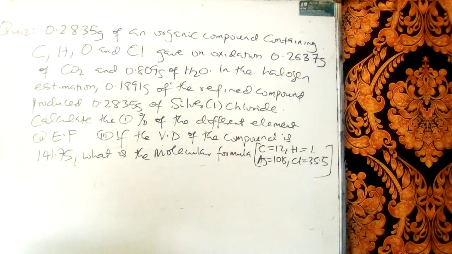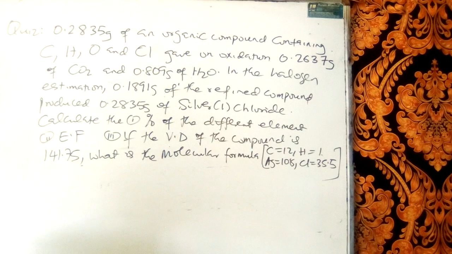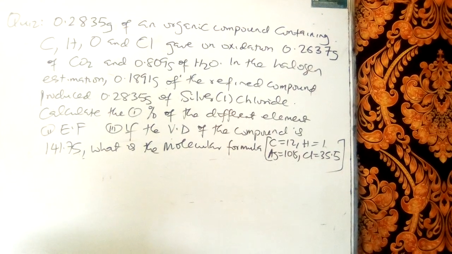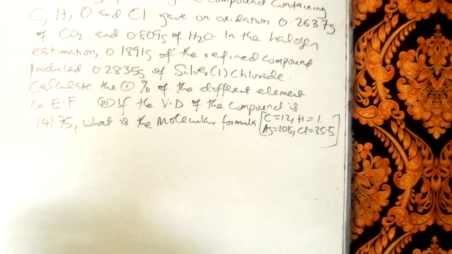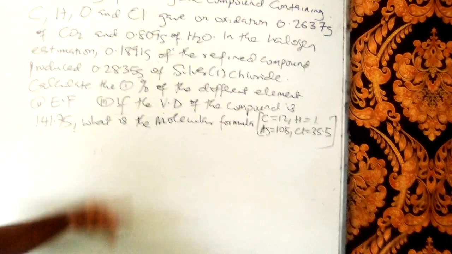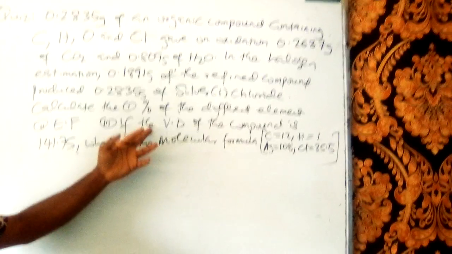0.1891 gram of the refined compound produce 0.2835 gram of silver chloride. Calculate number 1 the percentage of the different elements. 2 the empirical formula. 3 we'll ask for the molecular formula with this information.